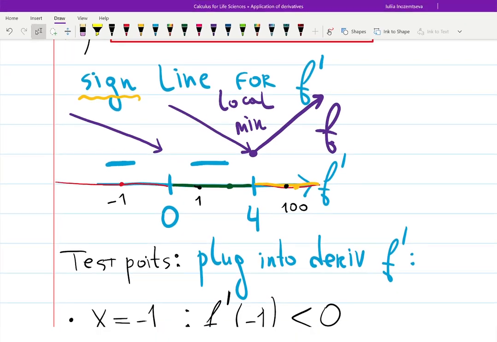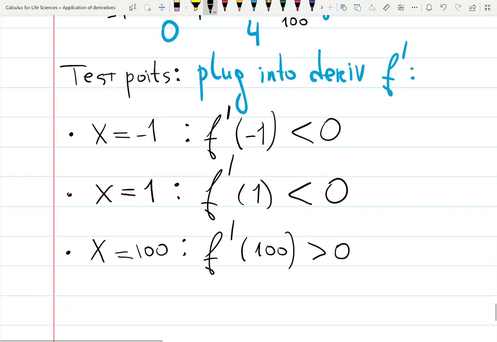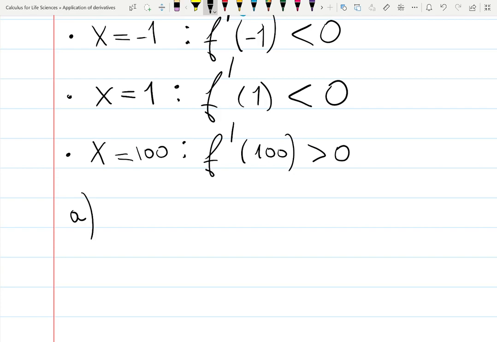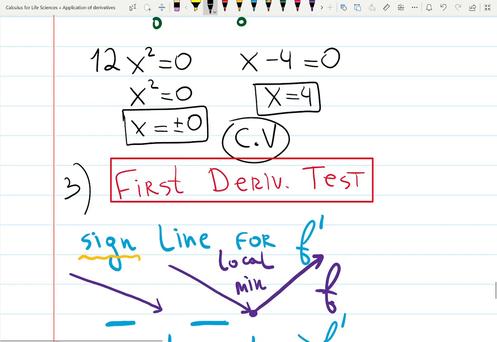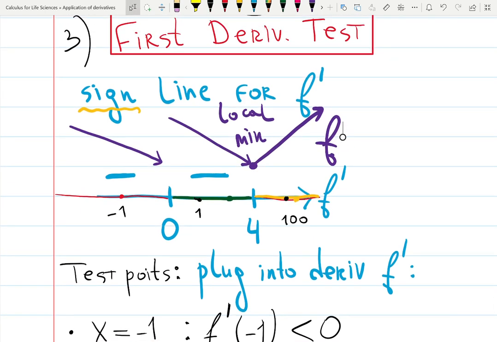So, let's answer the question. The first question, A, asks us to find the intervals of increasing and decreasing. The first derivative test answers this question. This is very visual, and the way I teach it is very visual. Now you know where your function is increasing and where it's decreasing. You're literally just showing it up and down.